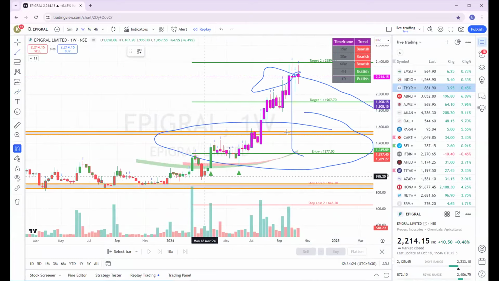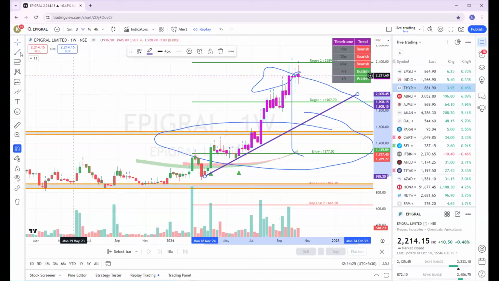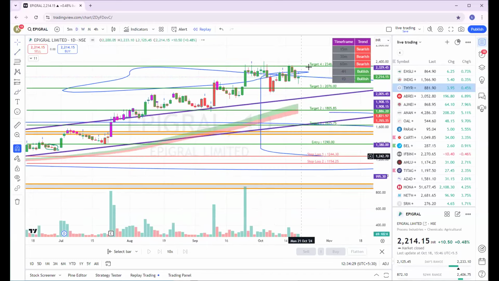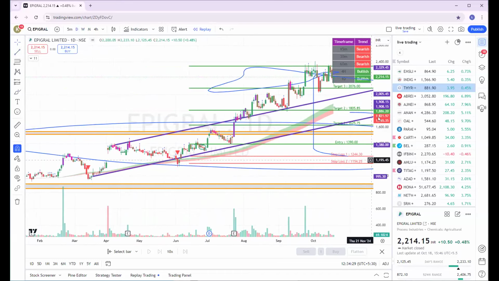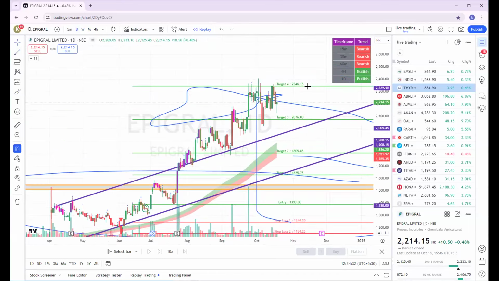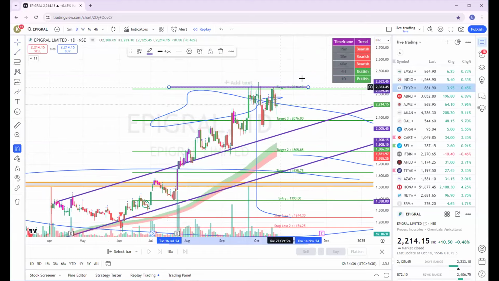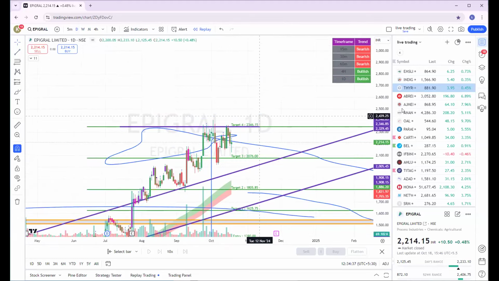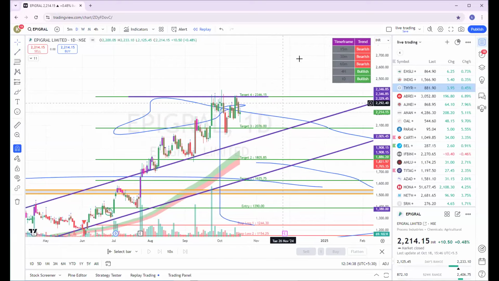Okay, let's draw it on the weekly. It's positive. Daily. What is happening on the daily? Yeah, the entire thing is positive. Now your major support zone is this supply zone. If it breaks above this, I'll take an entry for target 5. Very easy.